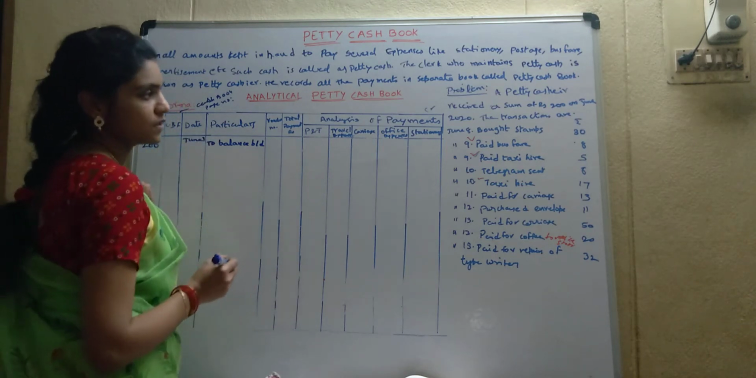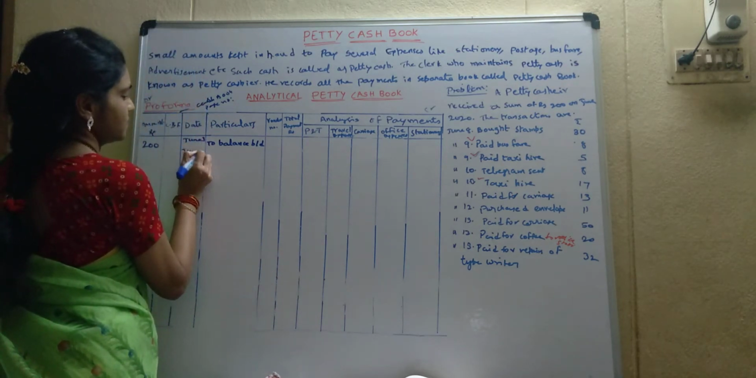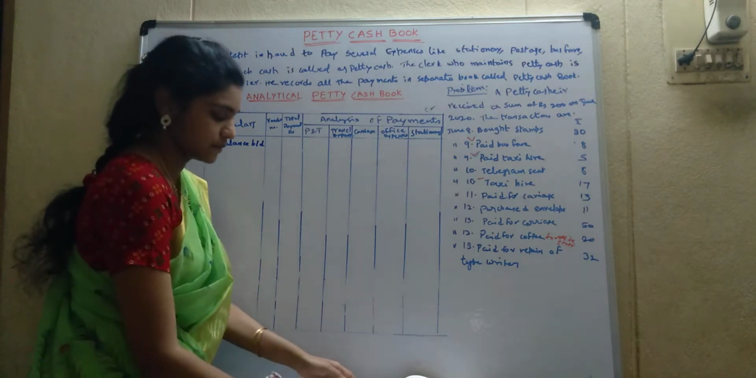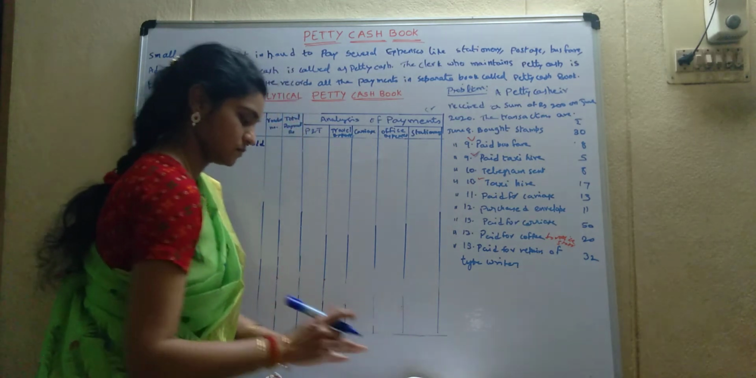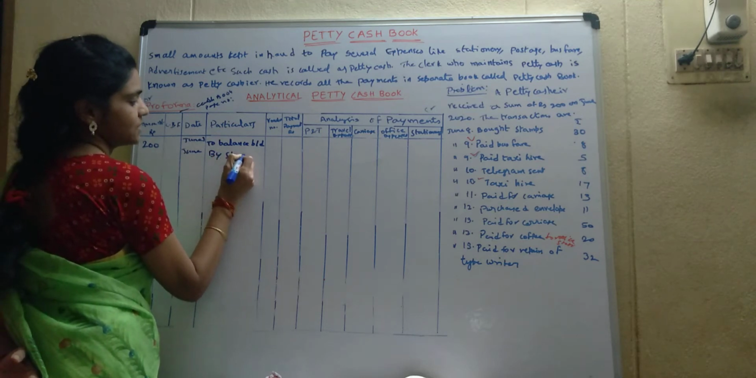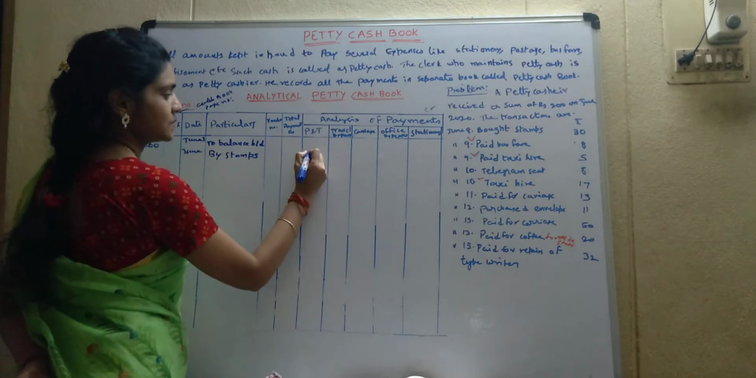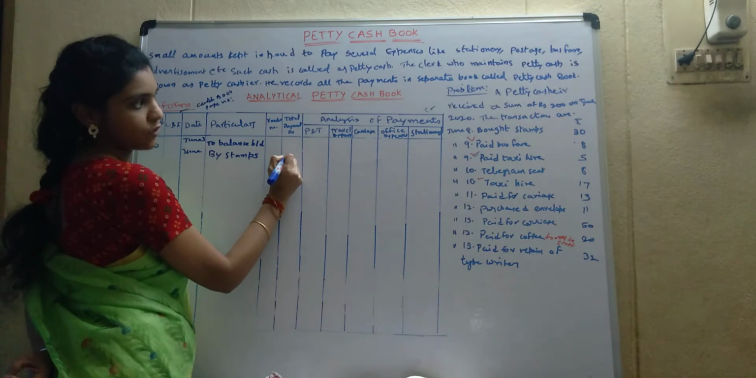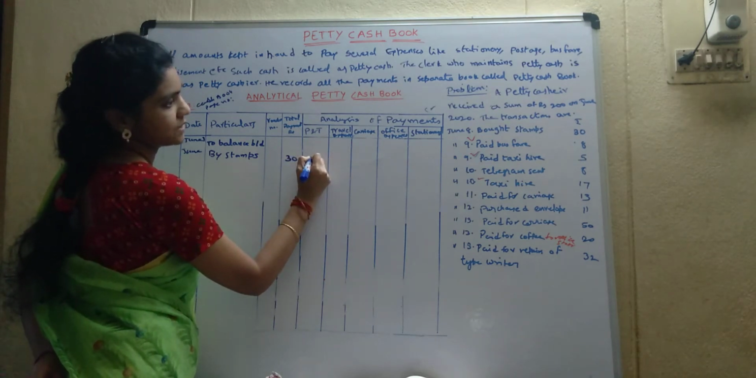And coming to the expenses. June 8, by stamps. As they are all expenses, we have to write by stamps. And stamps come in the column. First we have to record it in the total column. So in the total column 30 and postage and telegrams 30.